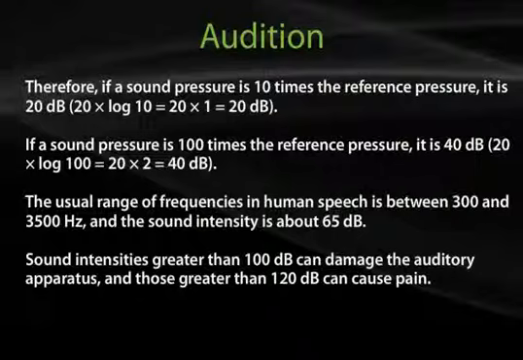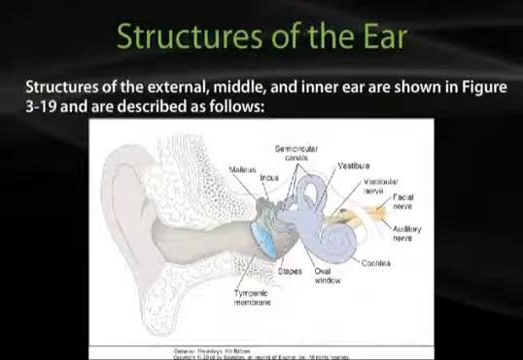The usual range of frequencies in human speech is between 300 and 3,500 hertz, and the sound intensity is about 65 decibels. Sound intensities greater than 100 decibels can damage the auditory apparatus, and those greater than 120 decibels can cause pain. These are the structures of the external, middle, and inner ear in Figure 3-19.